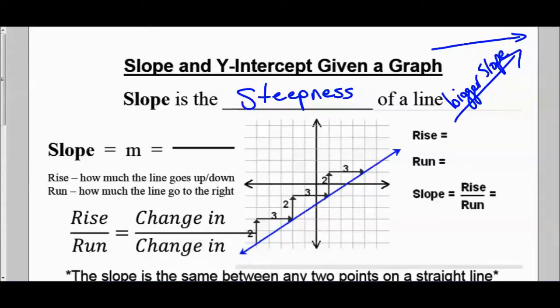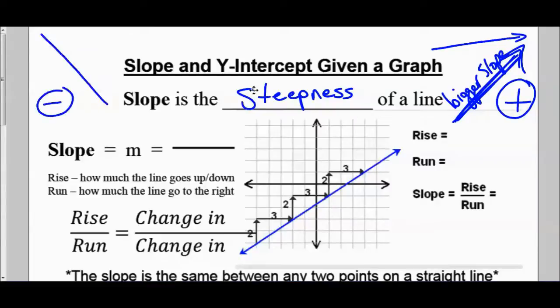because it's steeper. It also has a positive slope because it's going up from left to right. From left to right, that goes uphill. A negative slope would go downhill from left to right. Okay, so in addition to positive and negative, we can actually find an exact number for this.